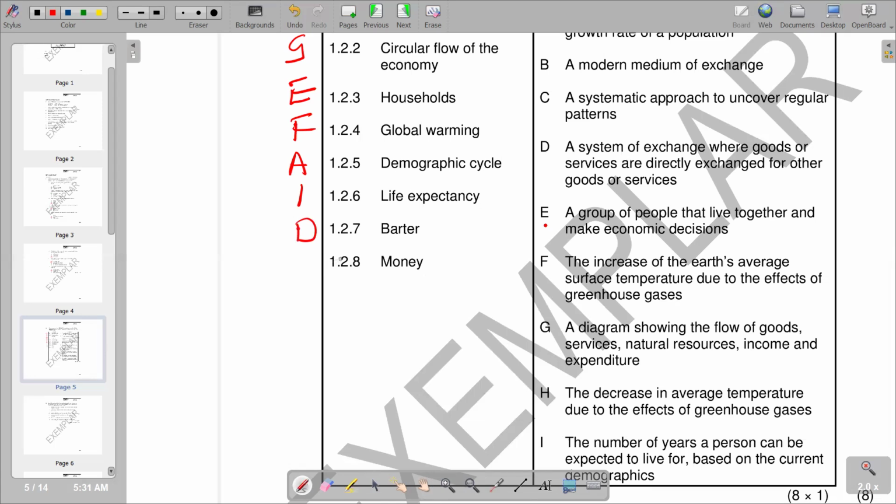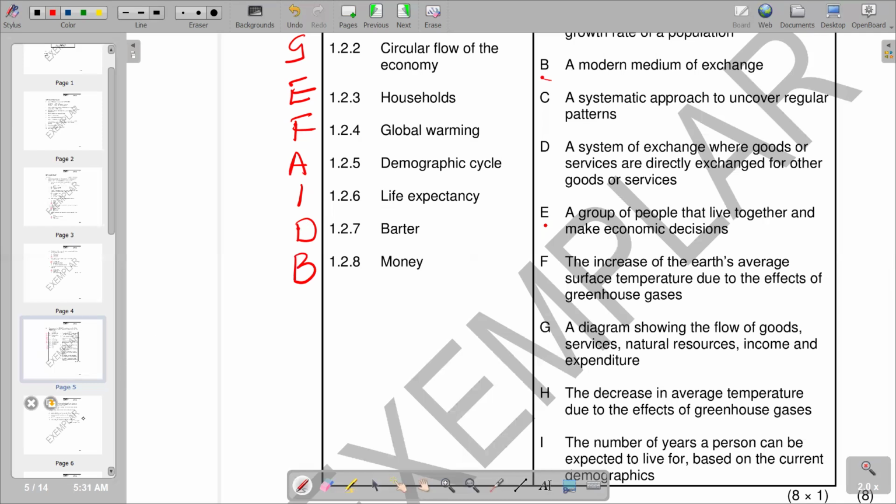Then money. On money, we can try to go again, but the most appropriate one is B, which is saying a modern medium of exchange. Basically, money is a medium of exchange, and actually it's modern as opposed to barter trade. So we have B.